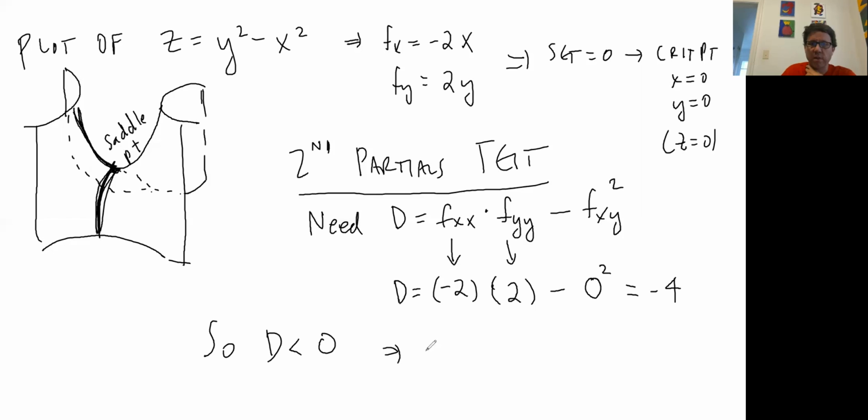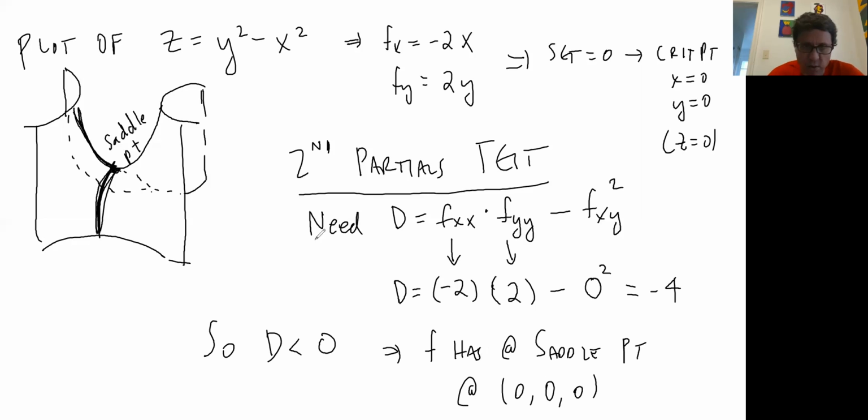So it has a saddle point at 0, 0, 0. Which, of course, is now no duh, because I already drew it. So if you can draw it, then you probably can just look at the answer and know what it is. I don't want to have to draw the picture every time, because sometimes the pictures are bad. This happened to be a pretty nice one.